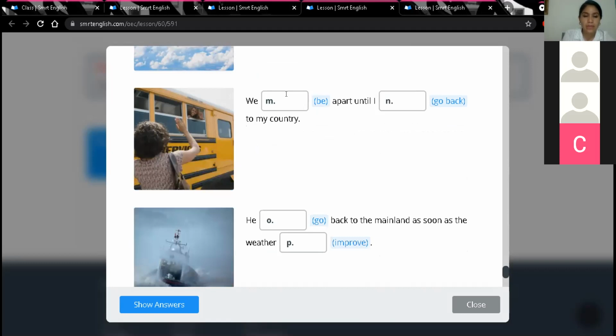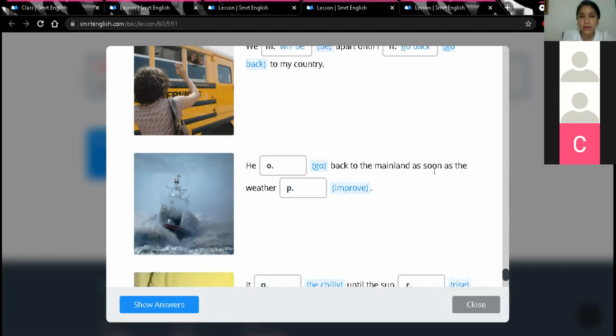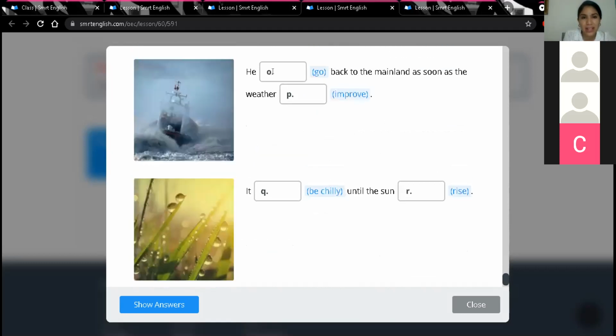We will be in the apartment until I go back to my country. Until I go back. And the last one, I know we still have two more and we're out of time, so let's finish. Carlos, we're almost done.